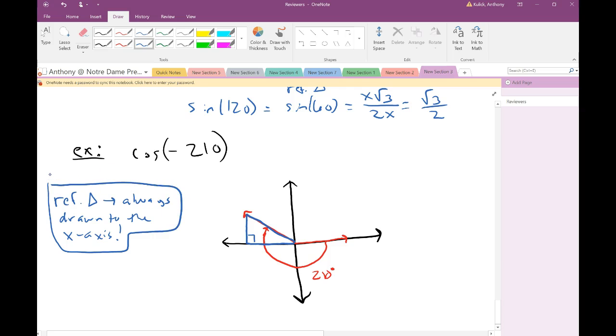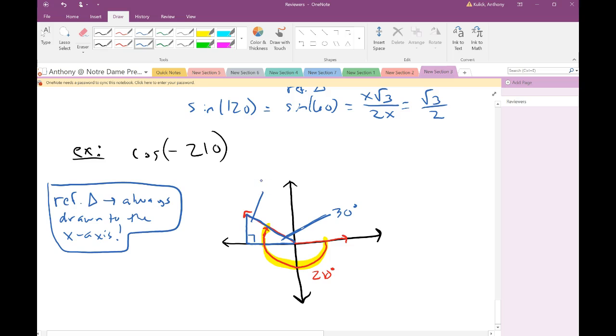So again, always draw those reference triangles to the x-axis. So the question becomes, to evaluate this, I need to know what this little angle is. So I know from here to here is 180, and then 30 more is going to give me my 210. So that angle must have been 30 degrees, right?